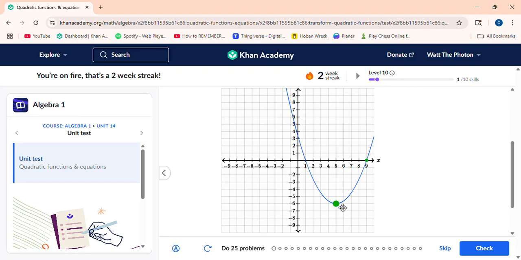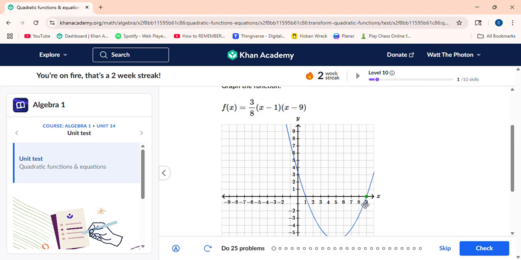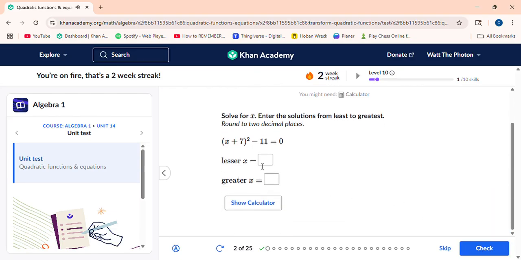Trust that. So 6 should be the lowest. 1, 9. Yay. That should be the lesser x. So we can square this to get x squared plus 14x plus 49 minus 11. We get 38 plus 14x plus x squared.